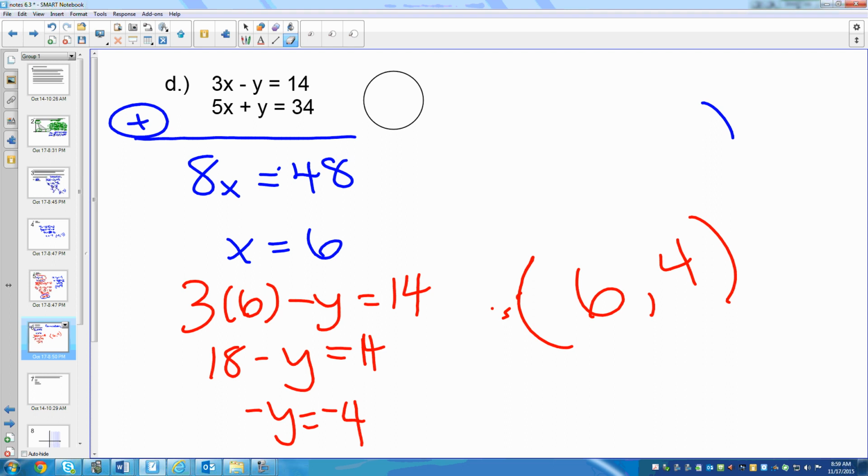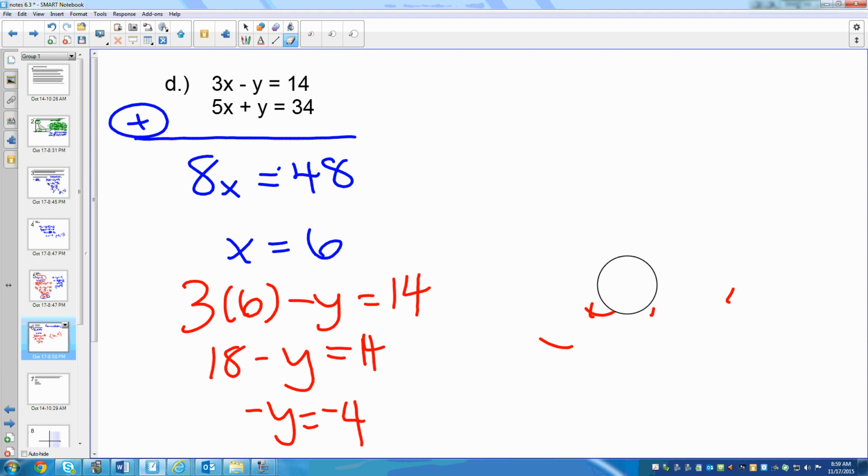So I'm just going to do some erasing. And so that point was 6, 4, right? So you guys have that written down. It's up to you if you want to write this down or not. What you do if you don't have common ones, so I'm going to try and make the x's common. We're still going to end up with the same point, just a different way to skin the cat, right? So 3 and 5, what's the lowest common multiple?